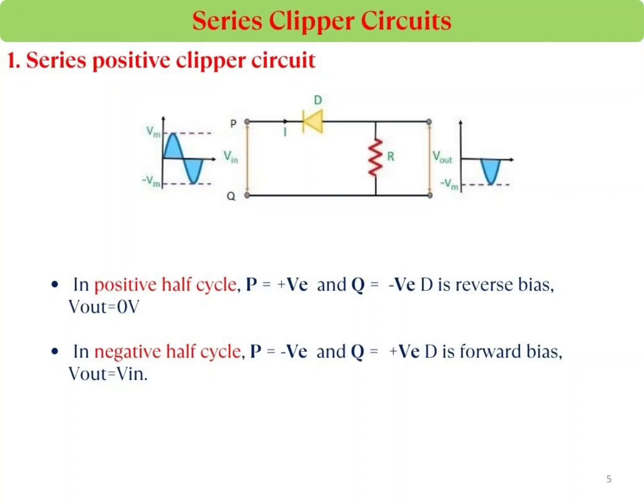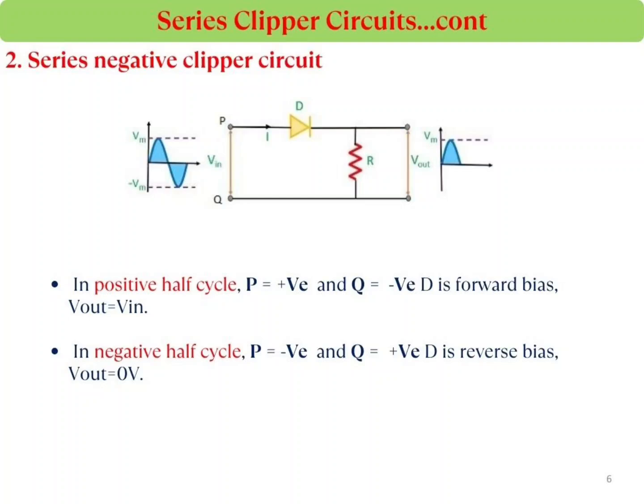In negative half of the input waveform, the diode is in the forward biased state. So it acts as a closed switch. So there is no voltage drop at the diode. Hence, the input voltage will appear across the resistor. So that is the output of the circuit.